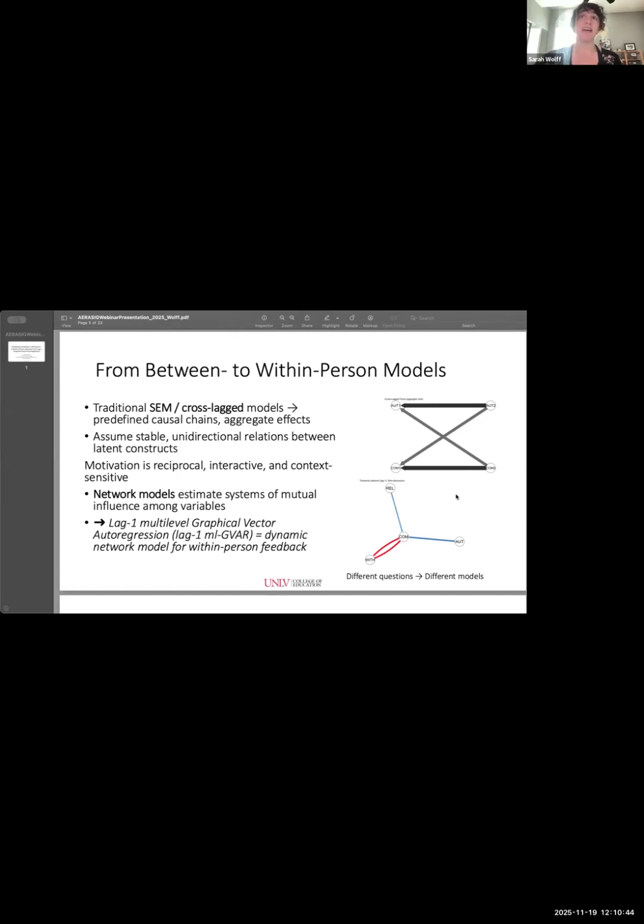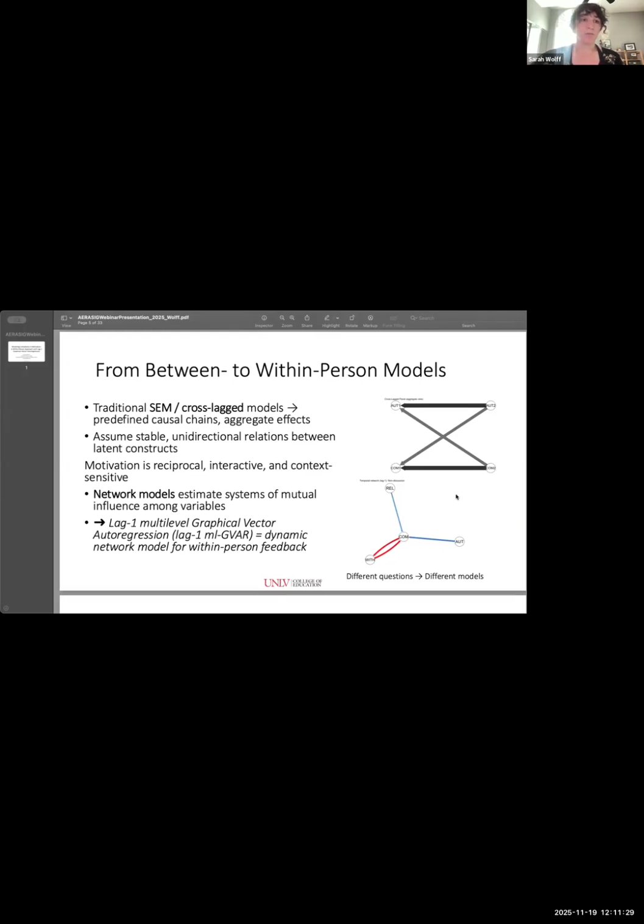To get to the lag1 multi-level graphical vector autoregression, it's really helpful to think about where we're coming from. A lot of us are trained on structural equation models, maybe cross-lagged panel models, and these are super powerful for testing directional paths between constructs, like autonomy predicting competence or competence predicting autonomy, and those things predicting achievement. But these models are built on some pretty strong assumptions, treating relationships as stable across people over really long intervals, and limited, most of the time for power reasons, to relatively few time points. They show us average trends, but not how things interact within an individual.